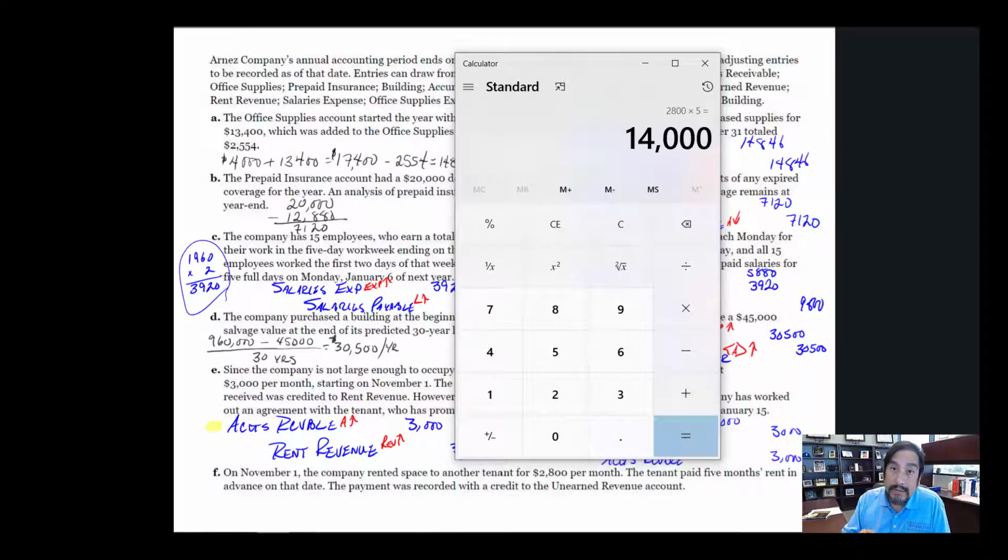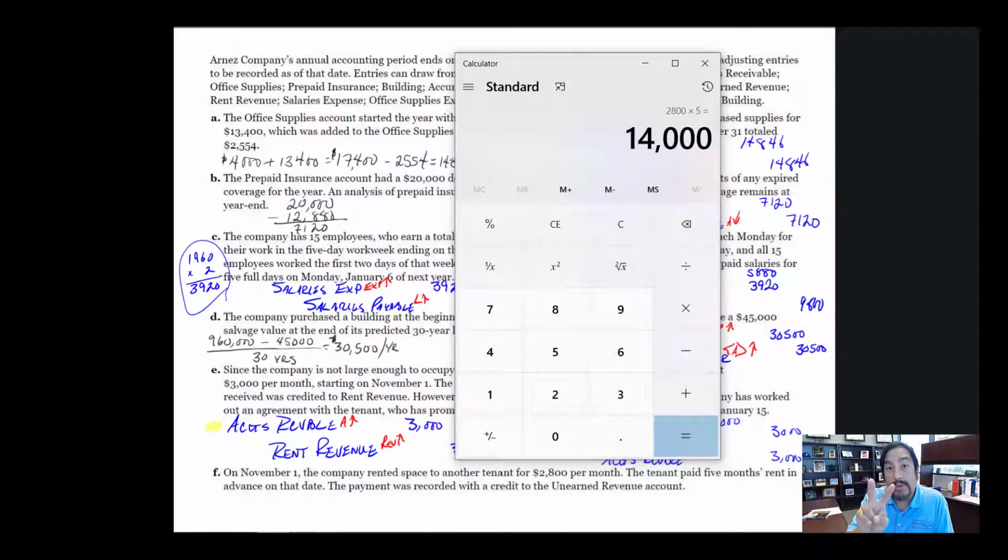They gave us $14,000 cash, so we record that as a debit to cash, $14,000, and a credit to unearned rent revenue or unearned revenue. That's a liability account showing that we owe them rent or we owe them their money back, but we owe them something. Okay, that's what happened on November 1st. That's not what the question is asking. The question is asking, what's our adjusting journal entry on December 31st?